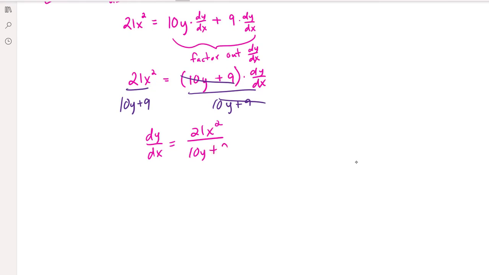So you see you have a y in your derivative expression, which normally we don't have, but in this case we do.